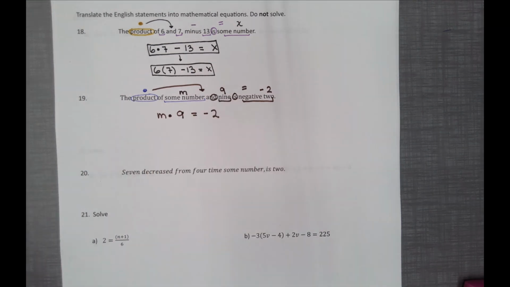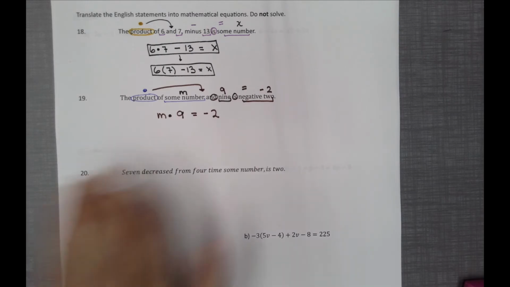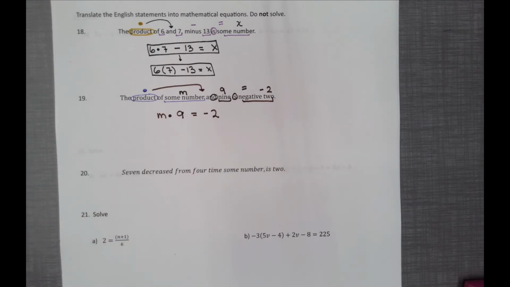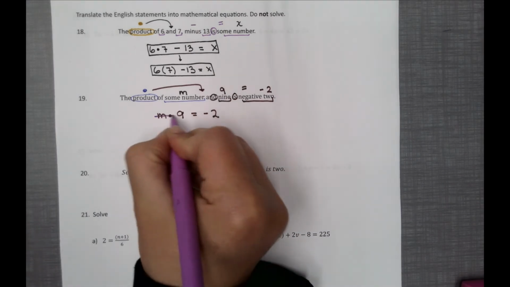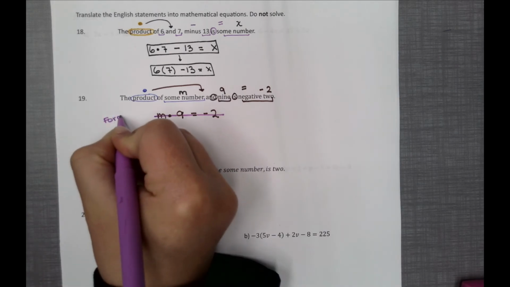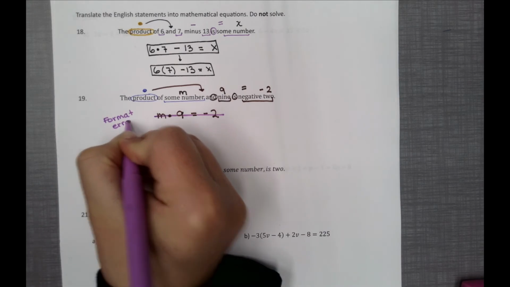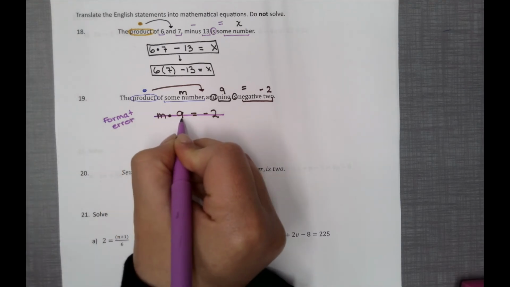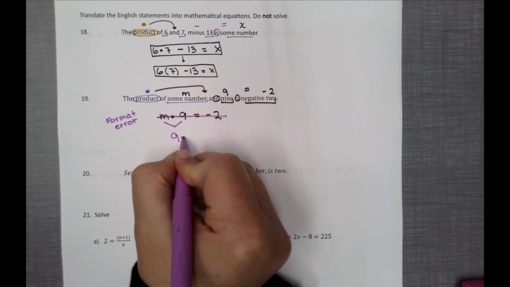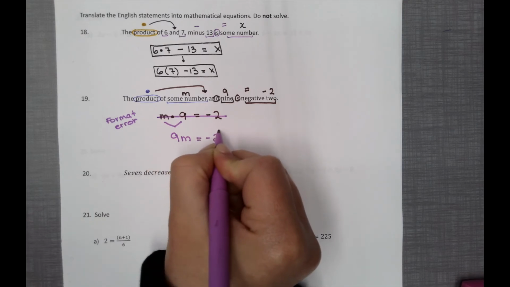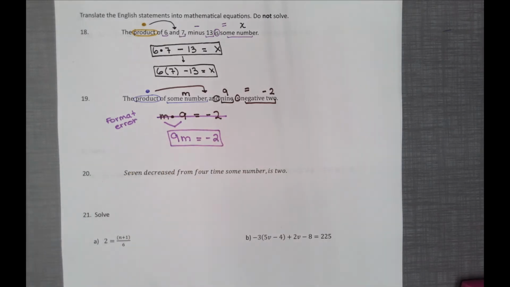Now, on one of the exit tickets that you took, on the short little mini quizzes, some of you left your answer like this. This is actually wrong. Okay, this is incorrect. So let's go ahead and cross that out. This is a format error because we never write m times 9. Instead, we write 9 times m, and then we can continue with that equals a negative 2. Be careful here. Please do not leave your answers as m times 9. That would be marked wrong.